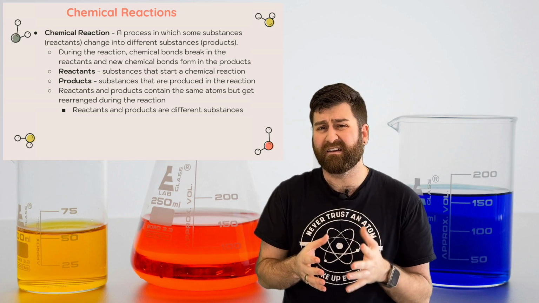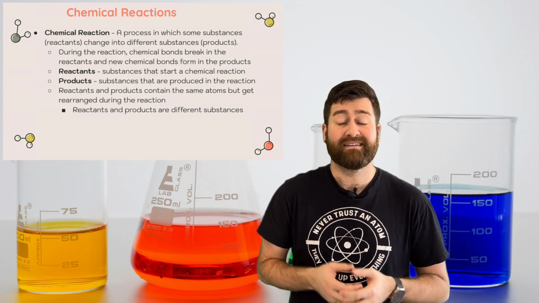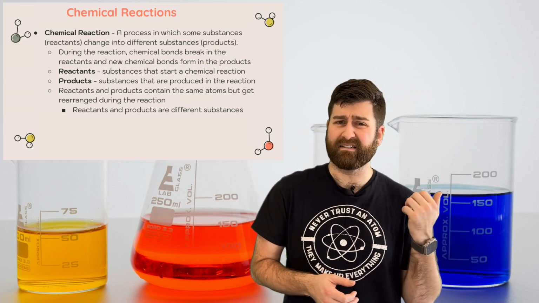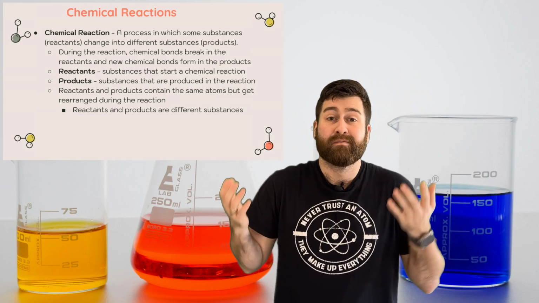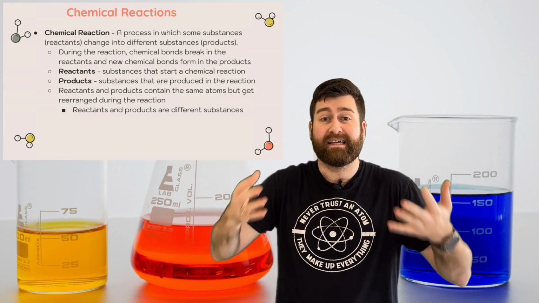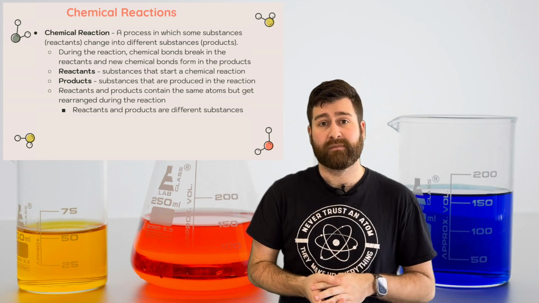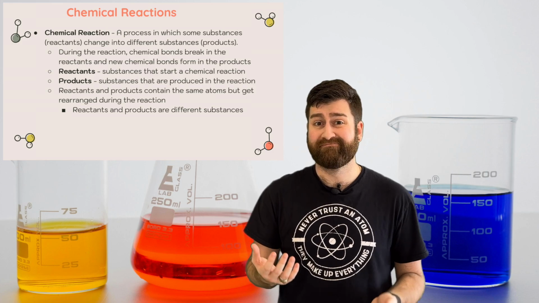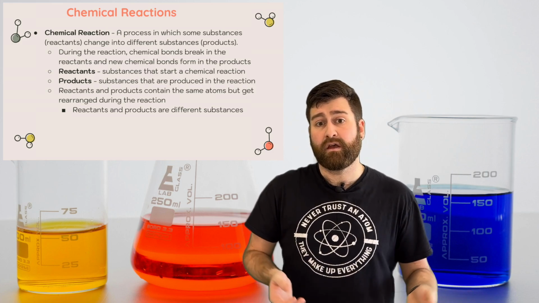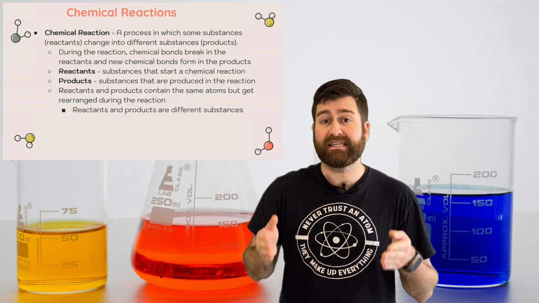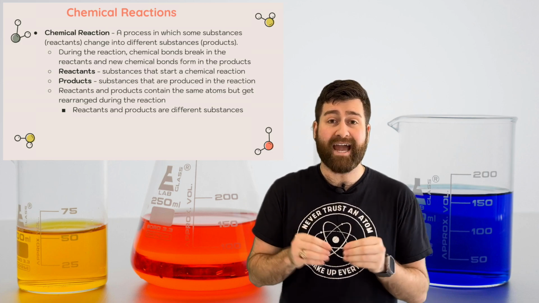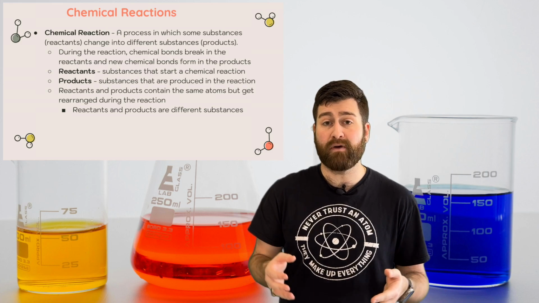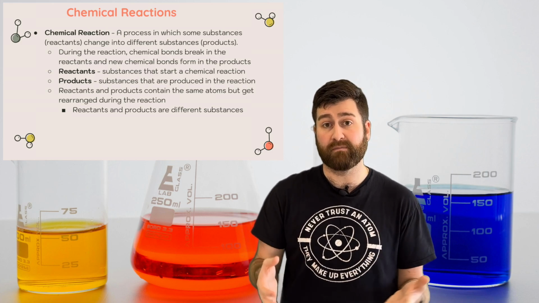Now, more specifically, what are reactants? These are just substances that start a chemical reaction. So if those are reactants, then what are products? Products are the substances that are produced in the reaction or from the reaction. Now, remember the law of conservation of mass that states that matter cannot be created or destroyed? That applies here. Reactants and products contain the same atoms, but those atoms get rearranged during the reaction. And due to this, reactants and products are typically different substances.